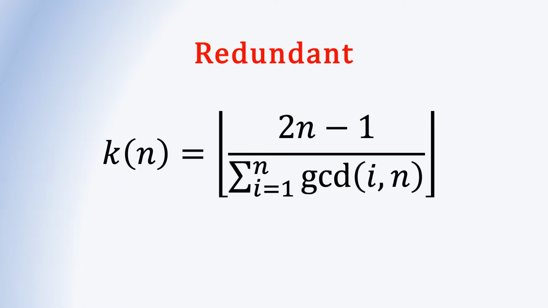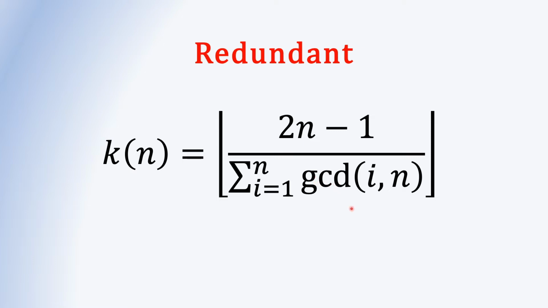Another limitation is that it is quite redundant. In fact, when you are calculating the sum of the greatest common divisors, from the results you get, it is possible to determine what the output of the function will be without doing this quotient or rounding down this quotient altogether. Why? To see why, take for example n equal to 8.